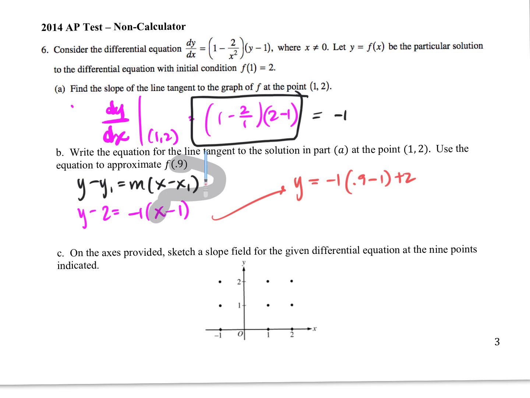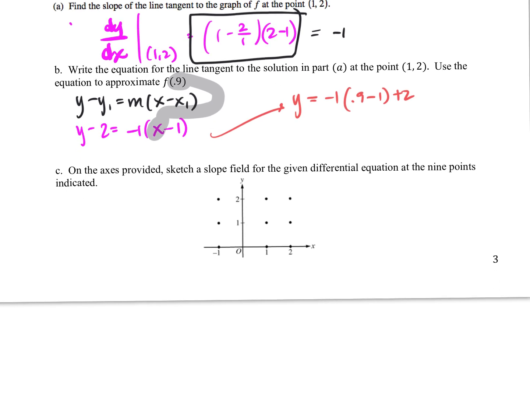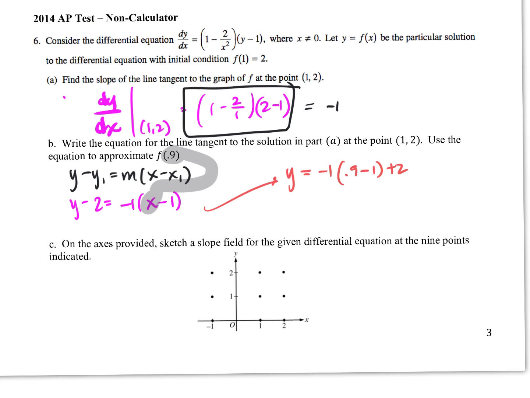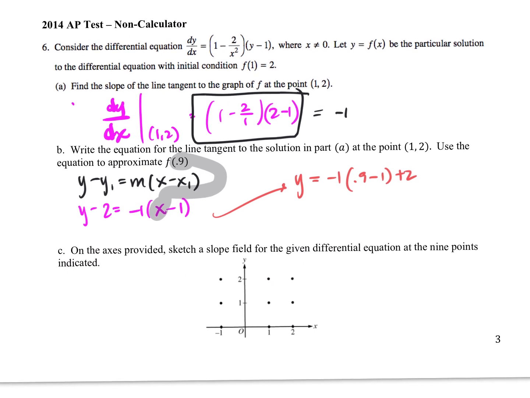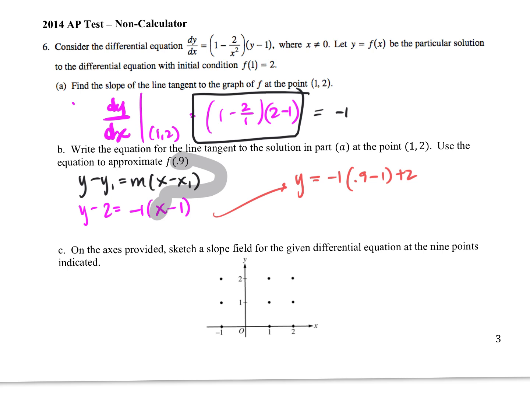So 1, 2, 3. We've got 3 points. We're looking to get 3 or 4 points on every single free response question. We've already gotten, I feel like, a simpler 3 points. And then 2 more points for sketching that slope field. 2 points: 1 point for the 0 slopes, another point for the positive or negative slopes.